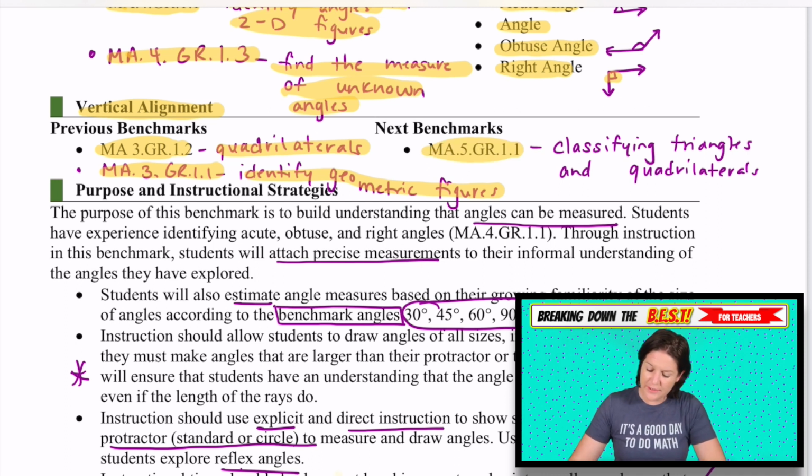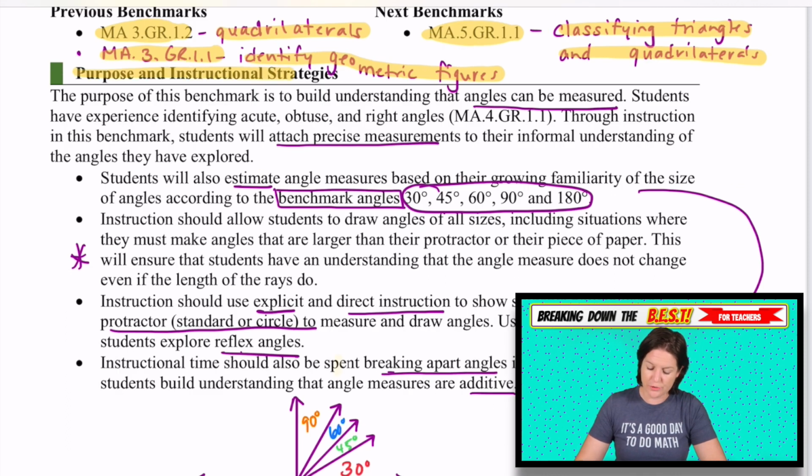And then in fifth grade, they will be classifying triangles and quadrilaterals based on their angles too. All right, let's take a look at the purpose and instructional strategies section, and I'll just point out what jumped out at me. It says the purpose of this benchmark is to build understanding that angles can be measured, that they've had experience with acute, obtuse, and right angles, and now it's time to attach precise measurements to their informal understanding that they've explored so far.